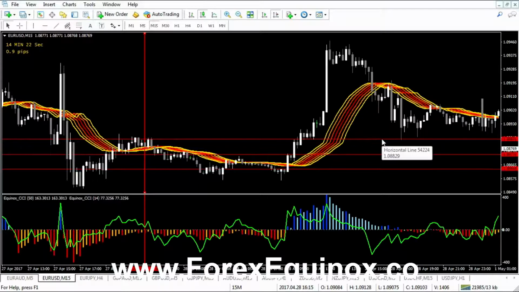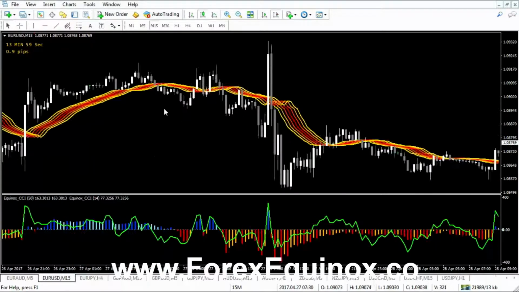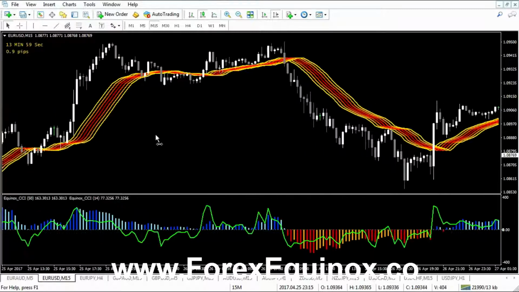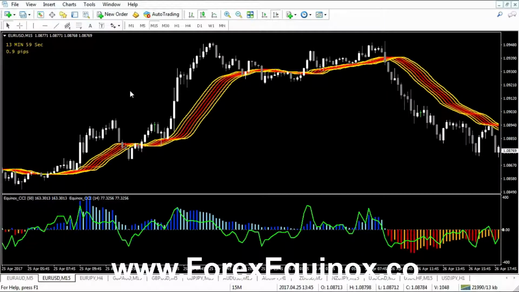Now, like I promised, let's take a look at the signal line. If you miss the change of color, if the histogram changes color and you miss that trade, fear not, we have other entries that we can take, signal line entries. And these are really nice entries as well. So let's take a look at some longs, and we'll take a look at some shorts.